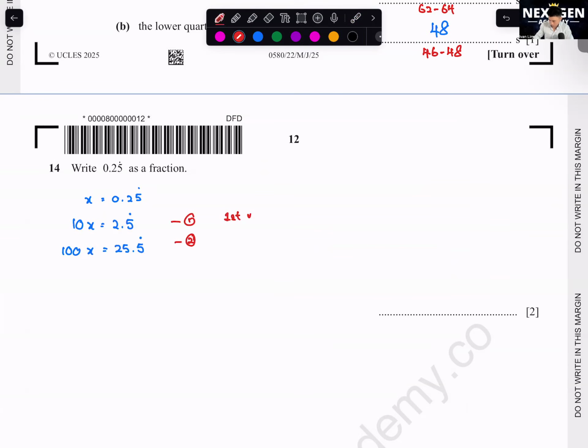You can write down these two values. First value: decimal point before the first recurring digit. Second value: it depends how many recurring digits you have as well. Decimal point after the last recurring digit.